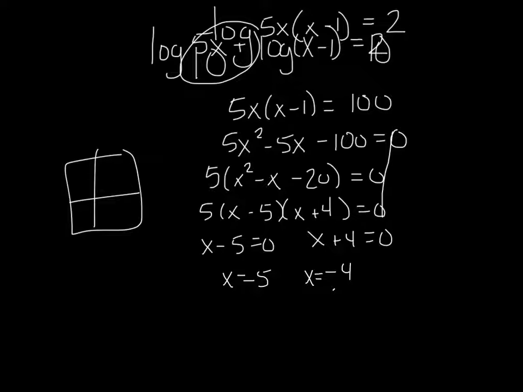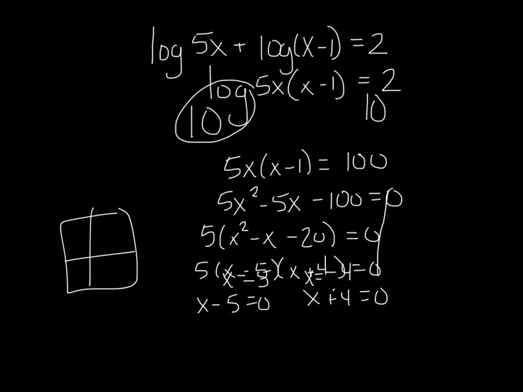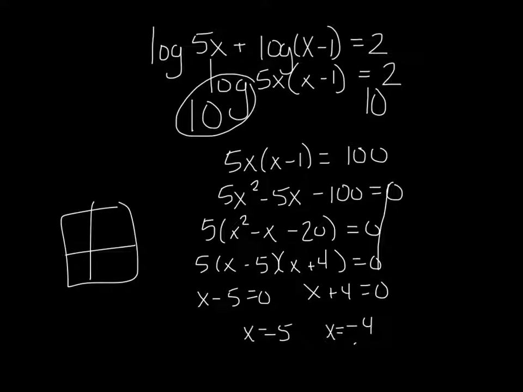Okay, the only thing you have to be worried about with this is once you have those answers, so I have x equals 5 and x equals negative 4, I have to make sure, remember logarithms cannot have a negative inside the log. So if I take that negative 4 and I plug it in here, you'll notice 5 times negative 4 is negative 20. And I can't have a negative inside the logarithm. So negative 4 is not going to work.